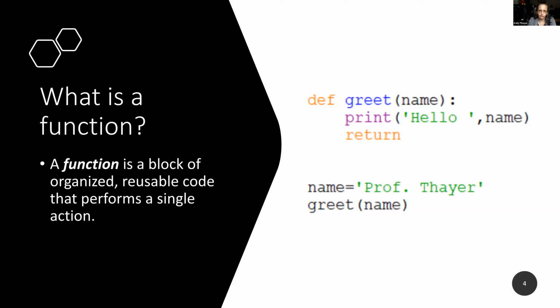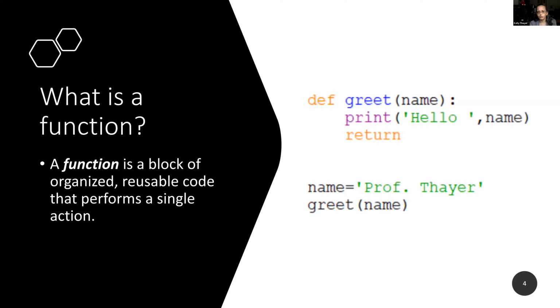So what is a function? A function is a block of organized reusable code that performs a single action. Now, when we're thinking about organizing our code, we want to take that code and organize it into bite-sized pieces. We want to have one task per one piece of code. So when we're thinking about larger projects, we're going to think about taking that bigger project and breaking it down into some smaller pieces, and then having each function do one particular piece.